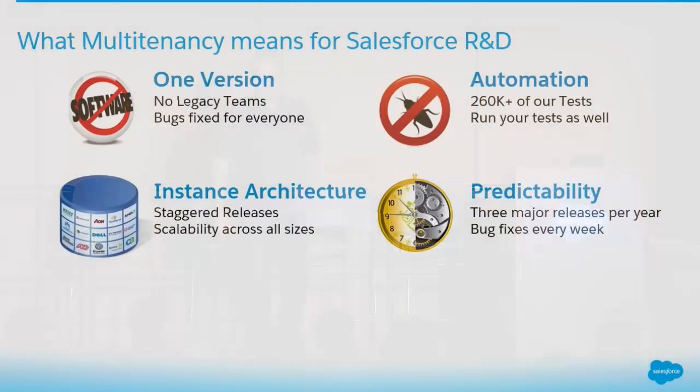And then predictability. Like I said, 3 major releases a year, but we do bug fixes every week. And you don't even know about the bug fixes. We just pop them into production, you don't even know about them. It's one of these things we do on the fly, because all of our patches are designed to be non-intrusive, they just fix up some issues and away you go.